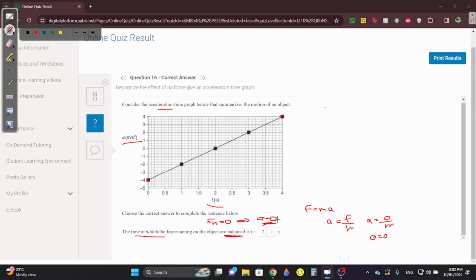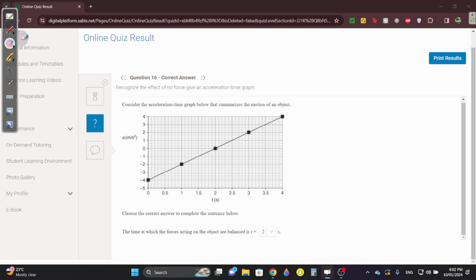Also, you can look at it if it's balanced. Remember the example of the car I gave you. Since it was moving uniformly, it wasn't changing, the forces were balanced, meaning the acceleration was 0 since the velocity was not changing. Anyway, we have to see where acceleration is 0. So if you go up to 0, it's at 2 seconds.